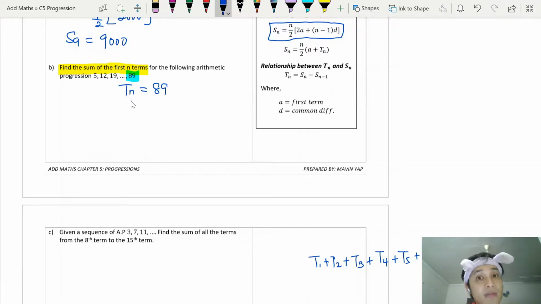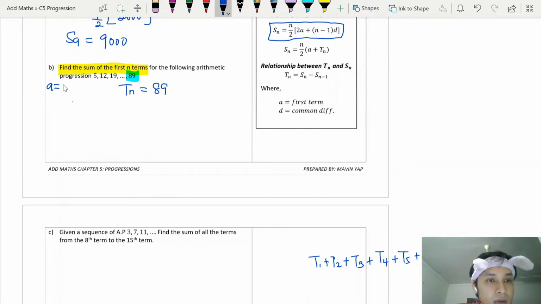The first step is still the same. Basically this question is asking you to find the sum of the total terms in this sequence. But I do not know how many terms I have. So I need to find out how many terms I have first. To find out the number of terms in this sequence, we are going to use this relationship. Tn equals the last term, which is 89. We are just going to calculate like previously.